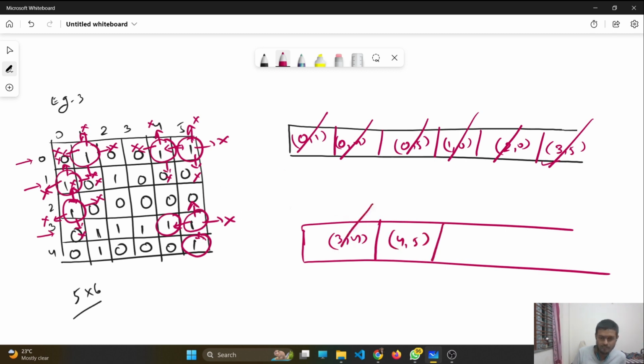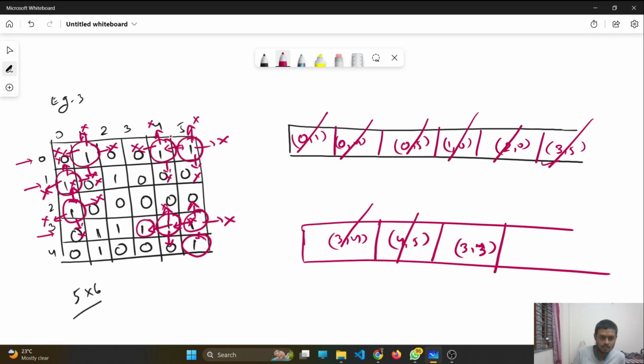So let's check it out for this element. Pop it. At the left, we find one land element. Top, we don't find. Bottom, we don't find. Right is already visited. So let's push in the left one. That is 3 comma 3. Now let's check it out. This is visited. Now let's check it out for this one.